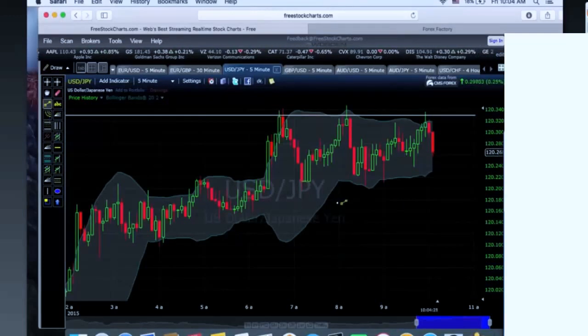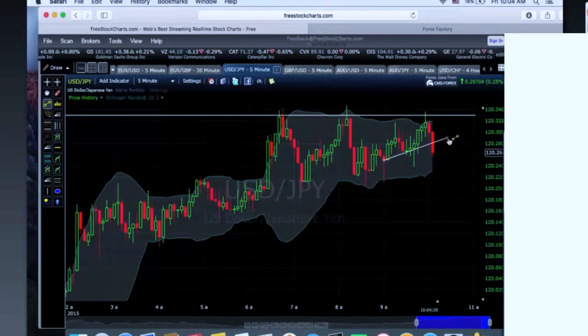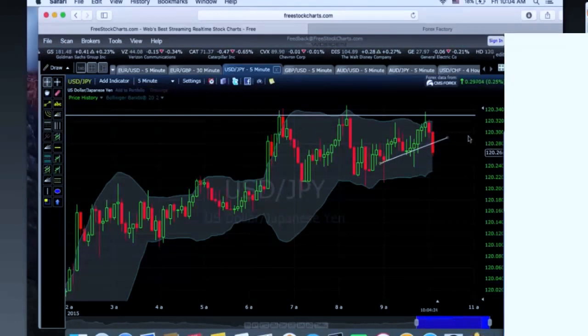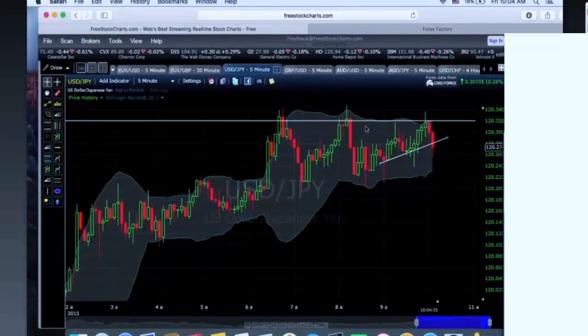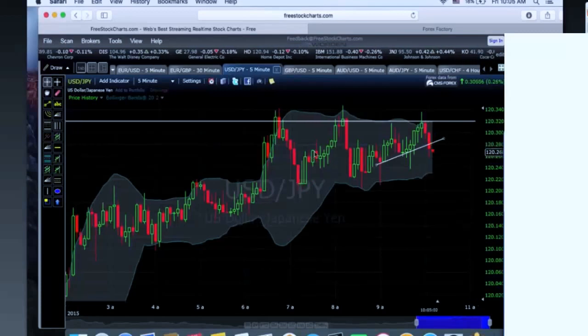I see a nice move here, from those two points, and I see it could be a nice fence trade. And actually, the amazing thing with USDJPY is that since 7 a.m., look at the range. It's between 220 and 320. It's beautiful.